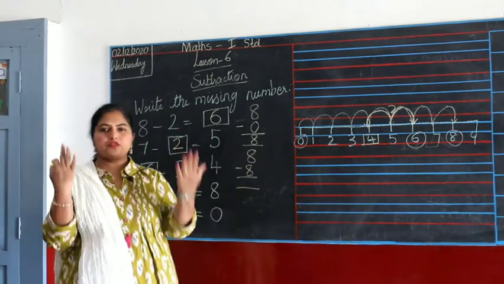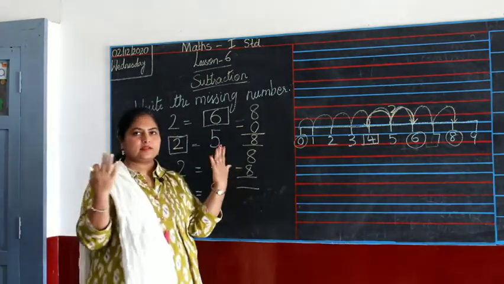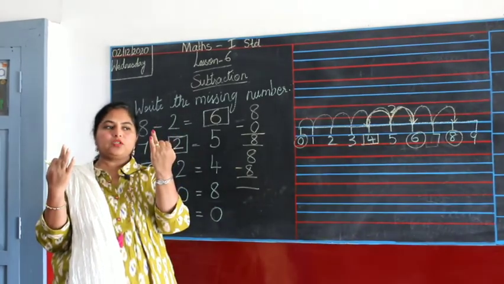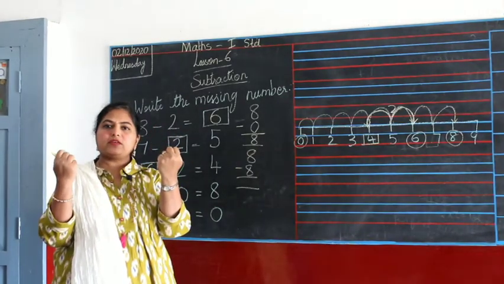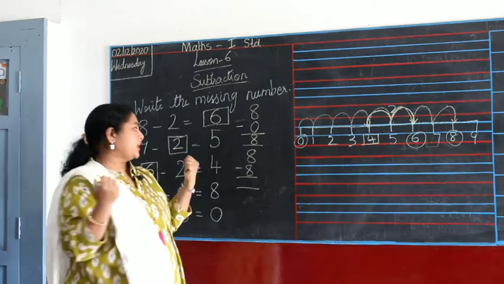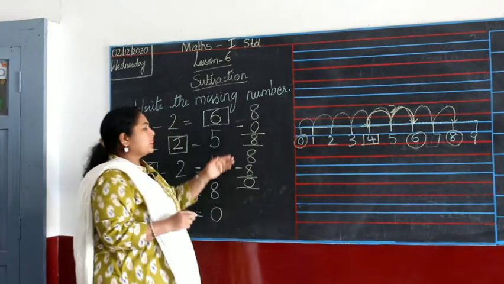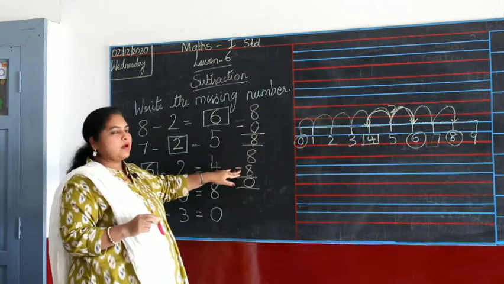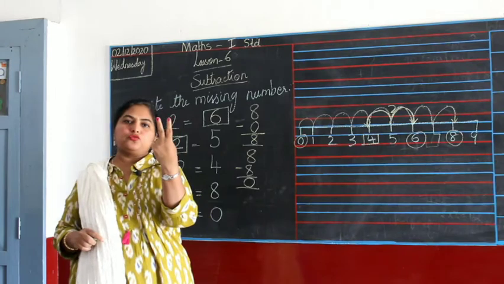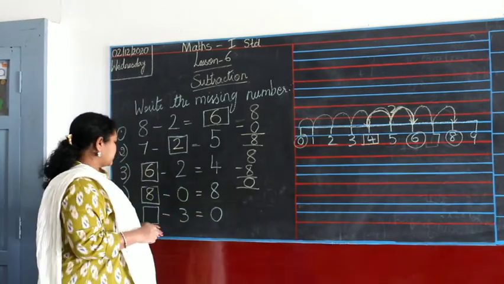I have 8 fingers on my hand and I am taking away all the 8. I'll take away all the 8. 1, 2, 3, 4, 5, 6, 7, 8. What am I left with? Nothing. Nothing means 0. So when I take away all the numbers, then I get 0. So a number minus the same number will give you 0. I have 2 fingers and I take away 2. 1, 2. How many am I left with? 0.